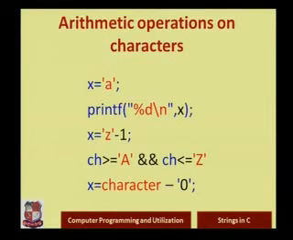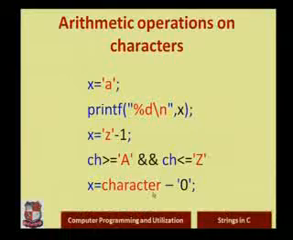If I want to find the equivalent integer value of a single digit that is stored as a character in my program, I perform this operation: the variable containing that digit minus '0'.